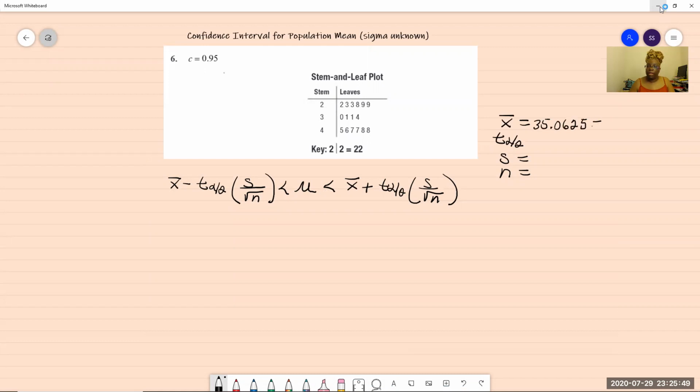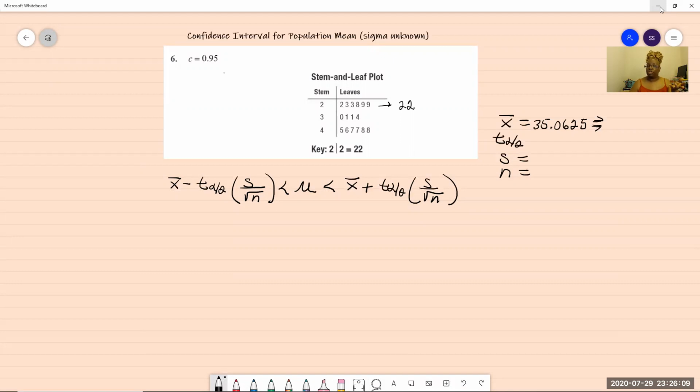Now, if you're at another school, you have to figure out what your instructor wants. But as far as I'm concerned, the rounding rules are important. So these numbers are whole numbers, 22, etc. The rounding rule for the mean is one more digit than is listed in the data.